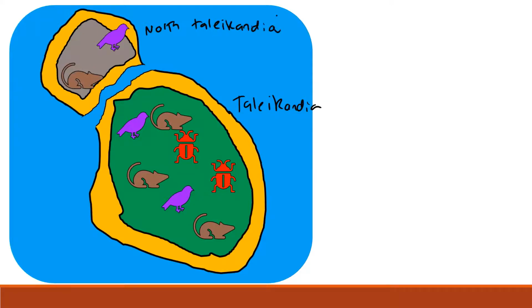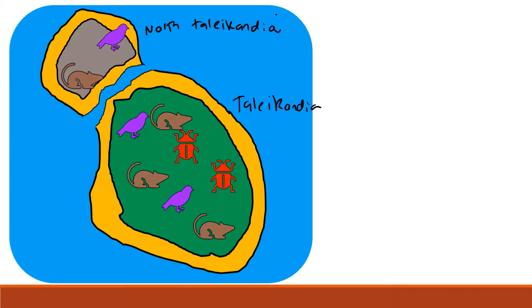Now, the property prices in North Talicandia are going to be more expensive because it's called North Talicandia, which makes it sound fancy. So if you want to buy a house, yeah. So it's almost like it's divided into two separate islands now. You could call it North Talicandia and South Talicandia, but it doesn't matter.